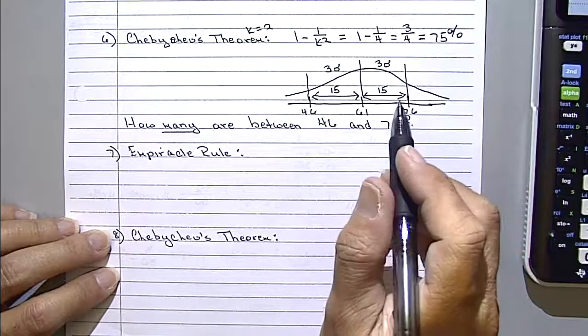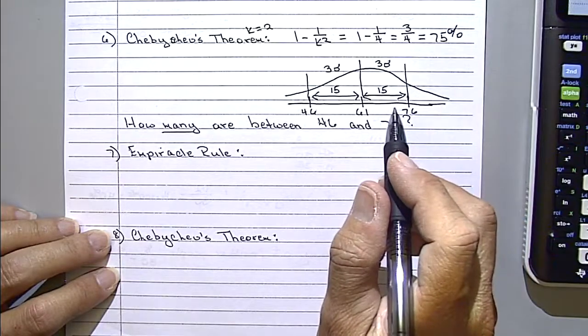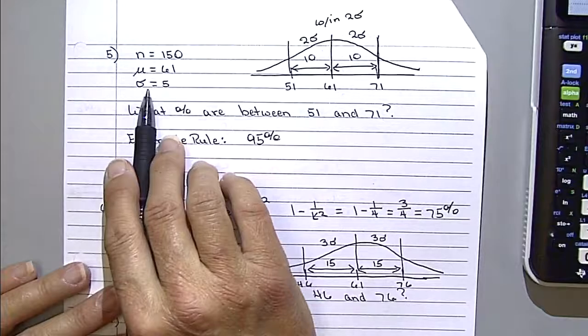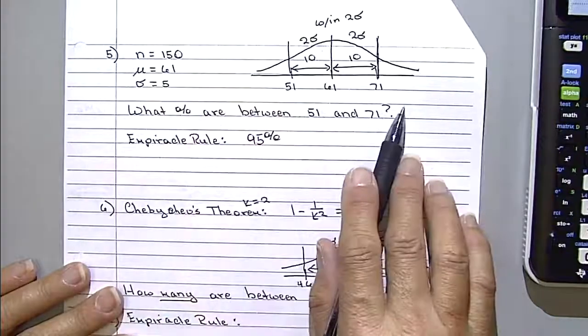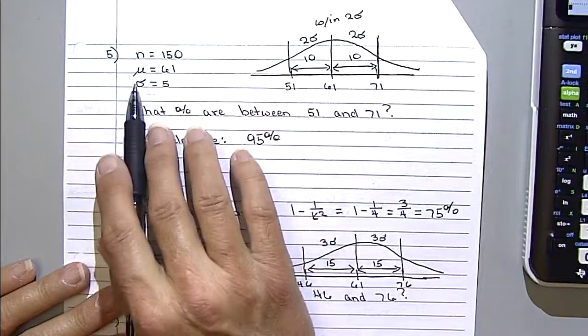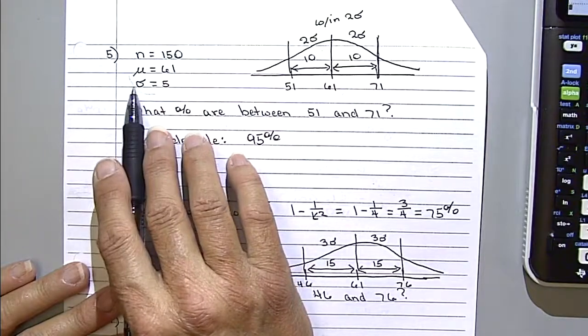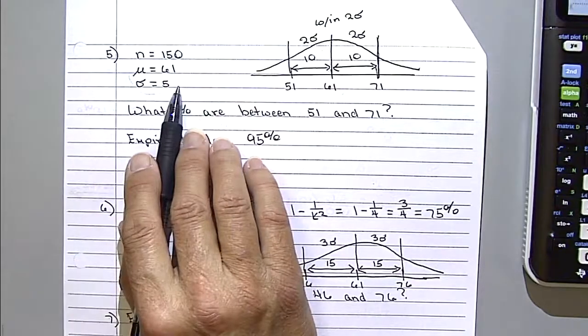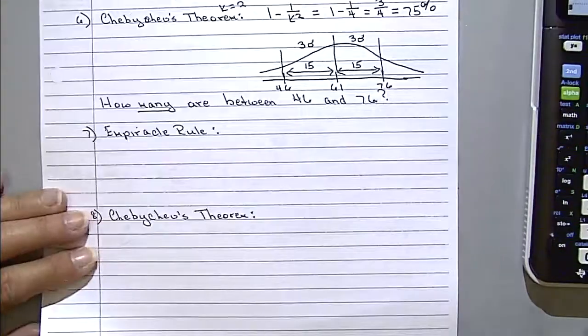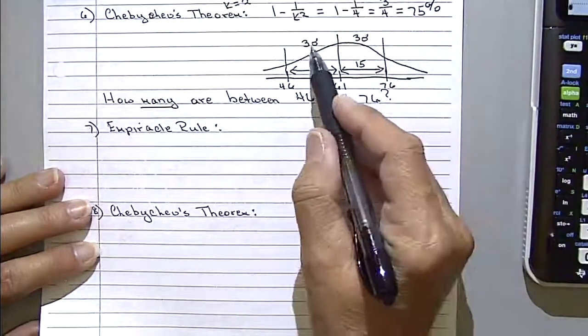Say that again? Is one standard deviation always equal to 5? No, no, no. Every data set is different, but we're still running on this same data set. I didn't give you a new data set. N is 150, the mean is 61, and the standard deviation is 5. Standard deviations are different for every data set. Good question. All right, so I found it was 3.